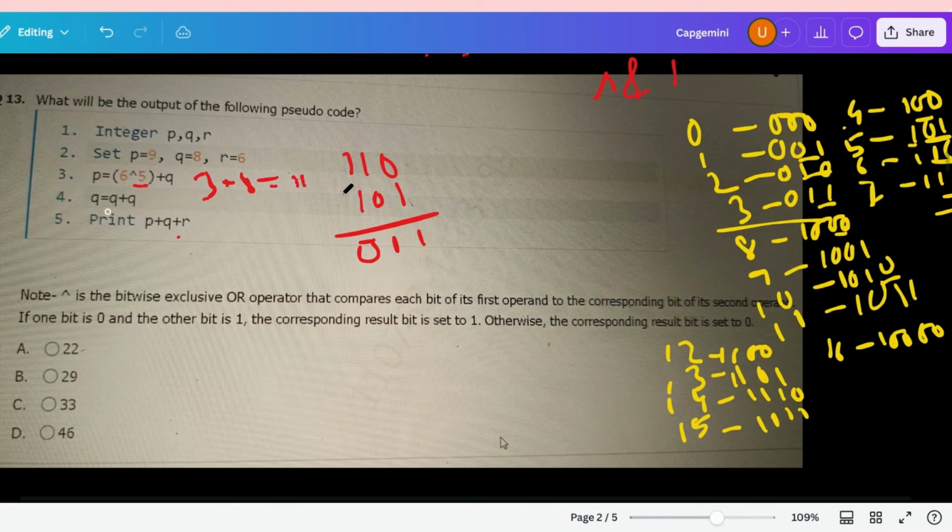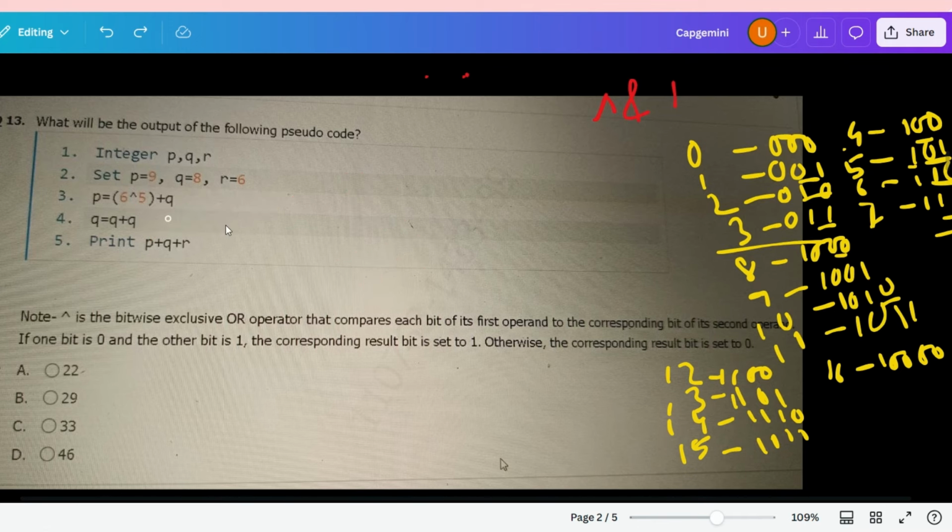Okay, so then q is equal to q plus q. So q was 8, so q plus q is 8 plus 8, that is 16. Okay, that is 16, sorry. So q is equal to q plus q, that is 8 plus 8, that is 16. So p is equal to 3 plus q, that is 11. 3 plus 8, that is 11, and q is equal to q plus q, that is 8 plus 8, that is 16.